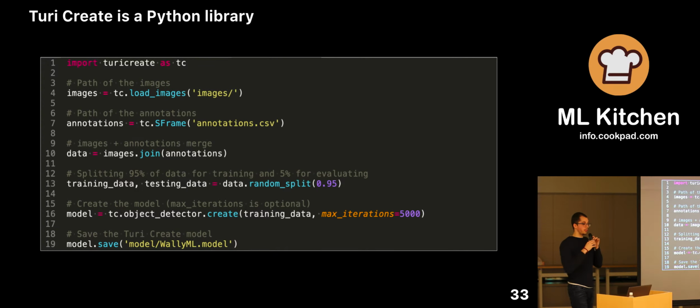Like most machine learning frameworks, it's written in Python. So this is the typical file. It's a really simple framework, nothing compared to TensorFlow or others. First of all, you load the images, so I have the path of the folder. After, the path of the annotation, I merge the two instances. So I join the image with the annotation, and I randomly split 95% of that data to be part of my training data, and 5% to be part of my testing data.